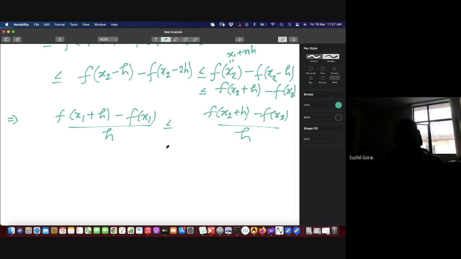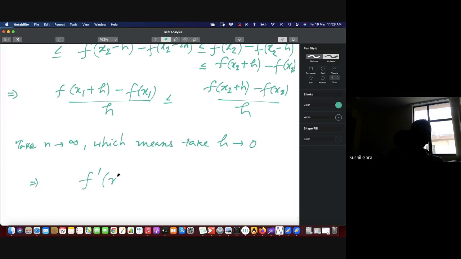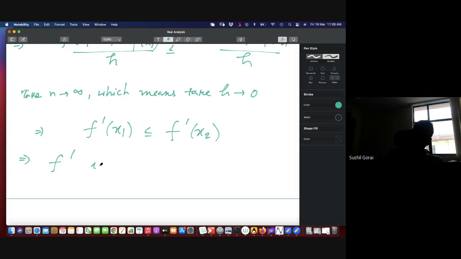So what will we do next? Take the limit of h going to 0, which means take n tends to infinity. So this gives us f prime x1 less or equal to f prime x2. So what we get is f prime is monotonically increasing, right?